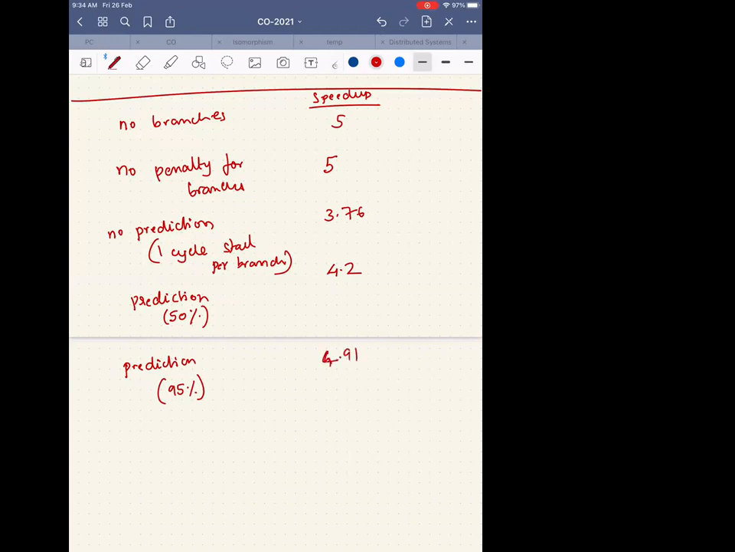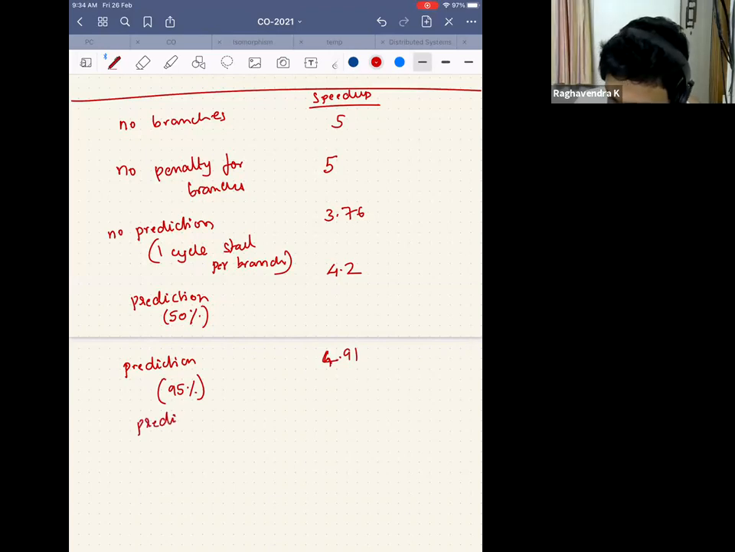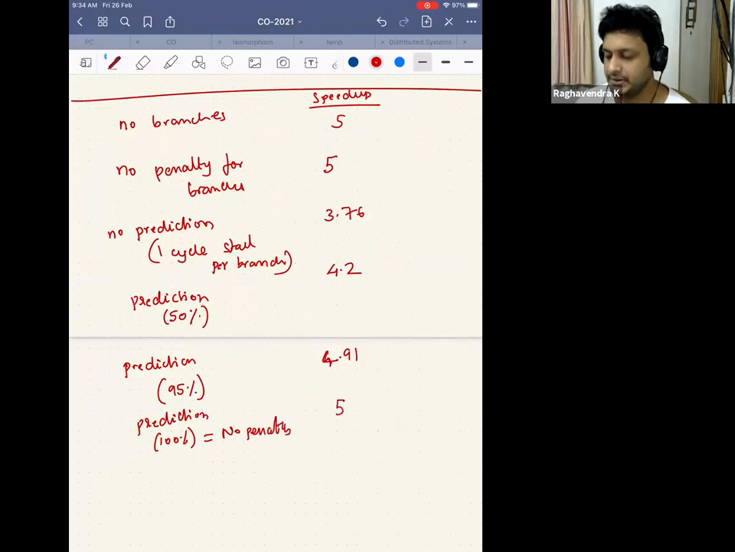And if my prediction is 100%, which means that there is no penalty that I pay, then the speed up is 5. So just by building a very good predictor, I am able to increase the IPC or the speed up drastically, right?